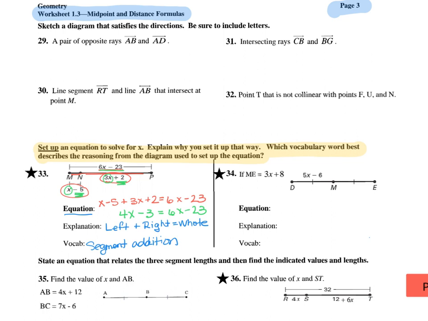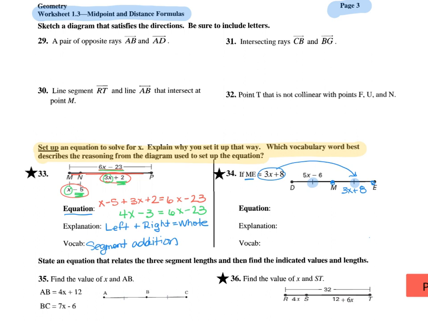When we're looking at the next one, it says if ME equals 3x plus 8, and we're given a diagram. They do not put the 3x plus 8 onto the picture, so we have to figure out where that goes. Notice that they talk about the M and the E. This 3x plus 8 goes right on the right-hand side. The one thing we're missing is the total, but we look more closely and we realize that they have these bars right here, and those little bars mean that those two parts are equal.